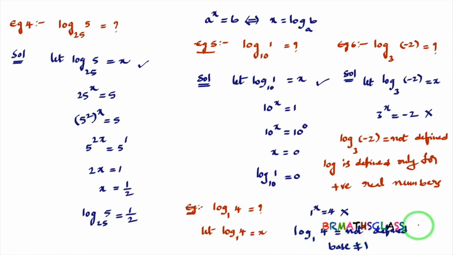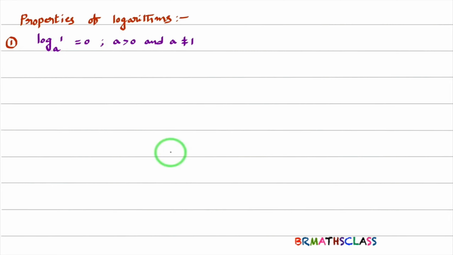I hope you got clarity in the definition of logarithm. In the next class, we will learn the properties of logarithms with their proofs. A total of 9 properties are there. This is the first property: log 1 base a is 0. Here a is a positive real number and a is not equal to 1. So this result holds good when a is greater than 0 and a is not equal to 1.